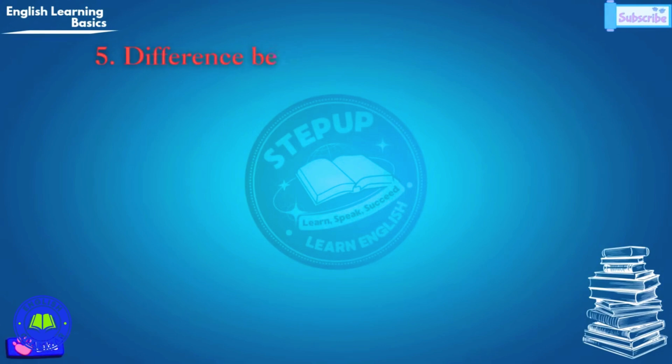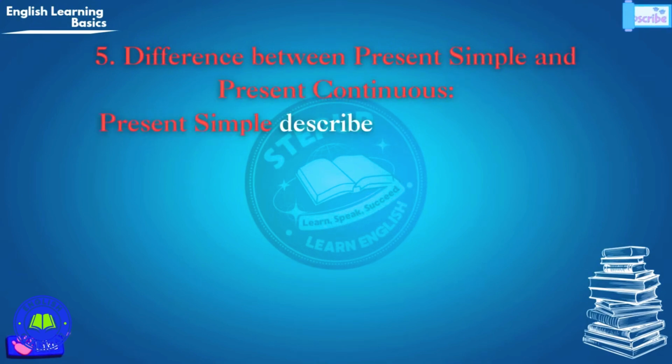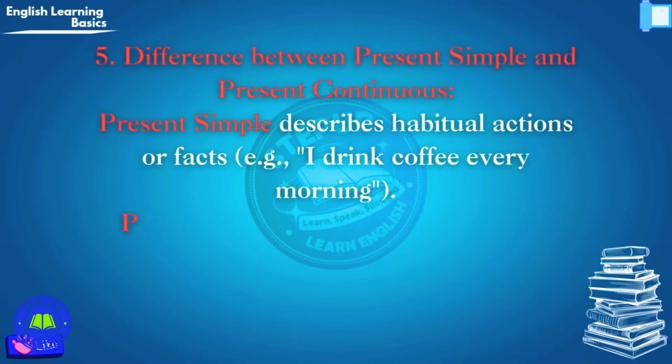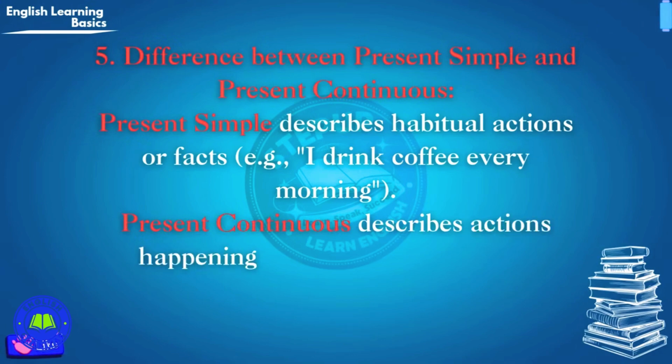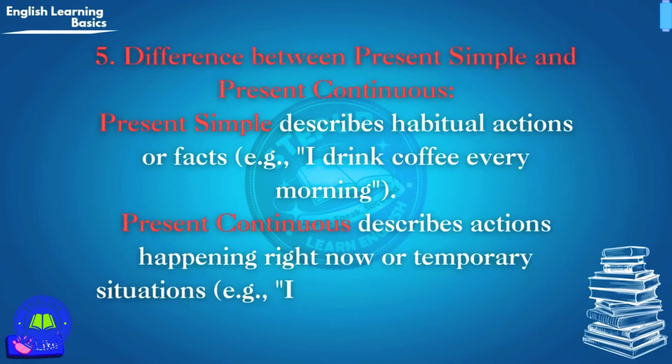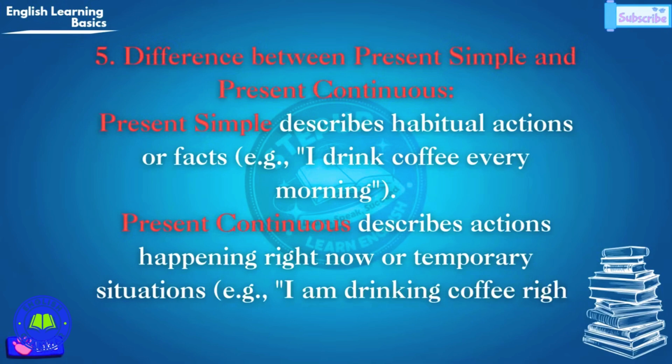5. Difference between present simple and present continuous. Present simple describes habitual actions or facts, e.g., I drink coffee every morning. Present continuous describes actions happening right now or temporary situations, e.g., I am drinking coffee right now.